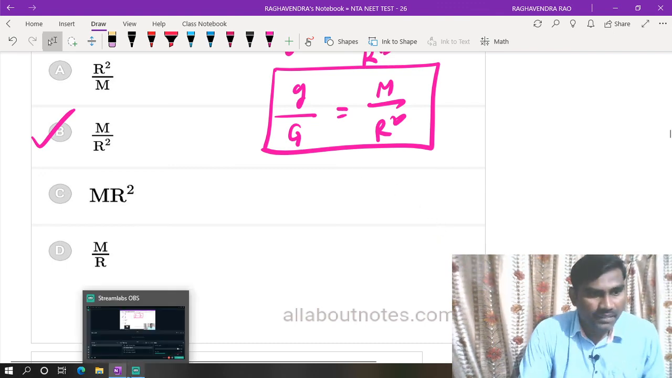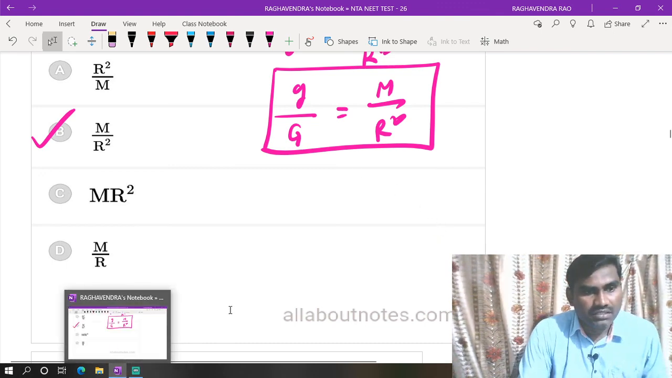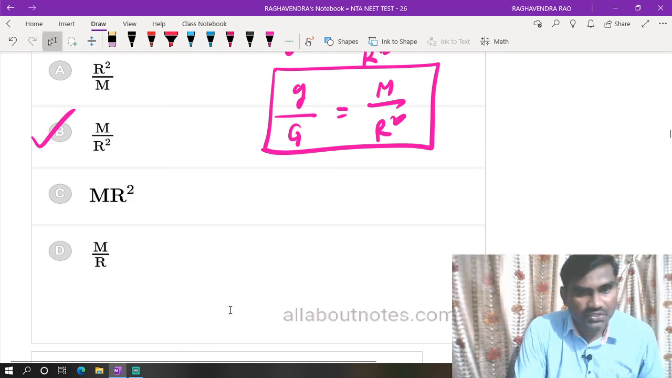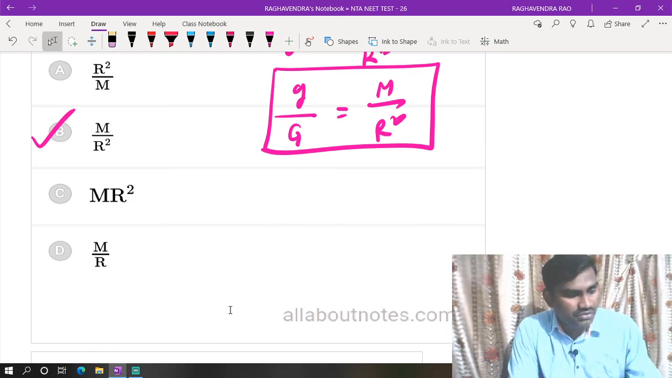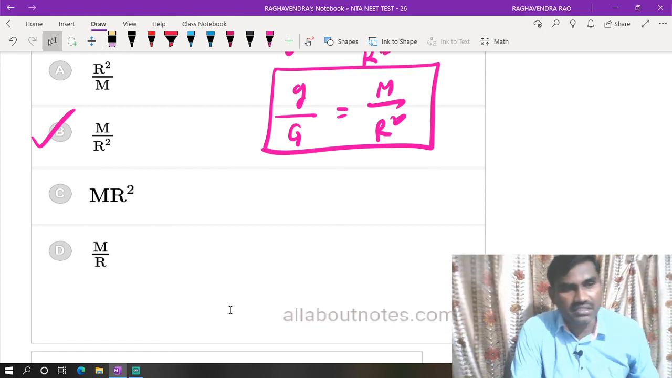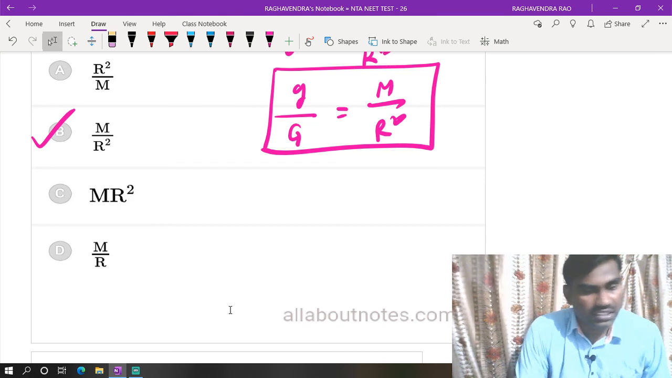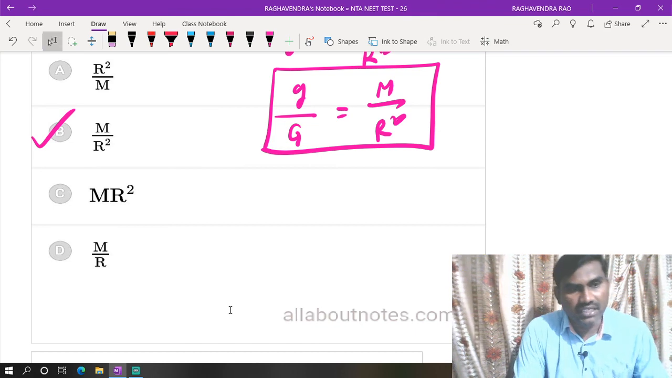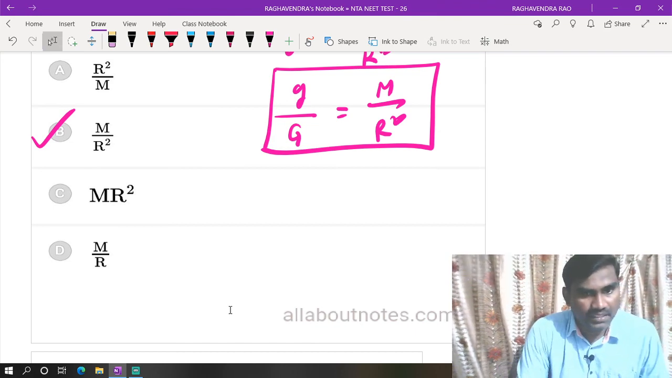So this is about NTA NEET test 26. While discussing the numericals, we are going to discuss by using this method. The mode of teaching for problem solving will be like this in future classes. Okay, thank you.